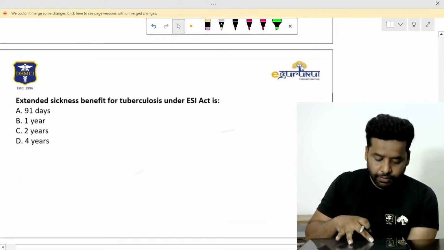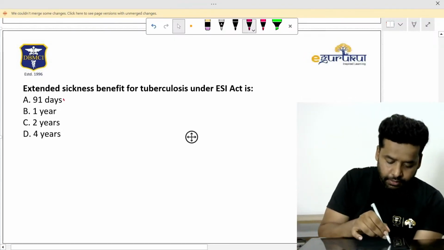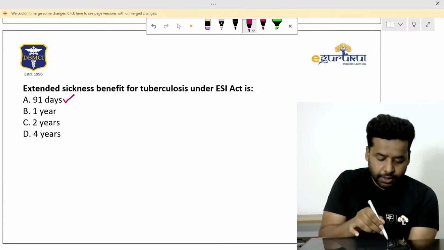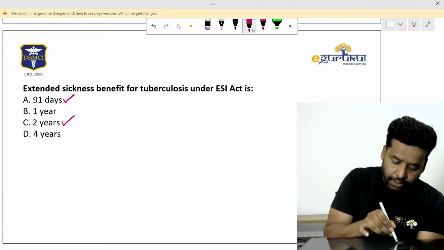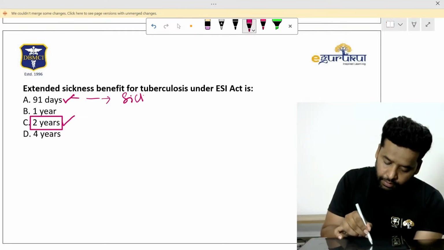Extended sickness benefit under the ESI Act. Sickness benefit is different. That is for 91 days. My question is extended sickness benefit. Then it is 2 years. So sickness benefit is for 91 days.